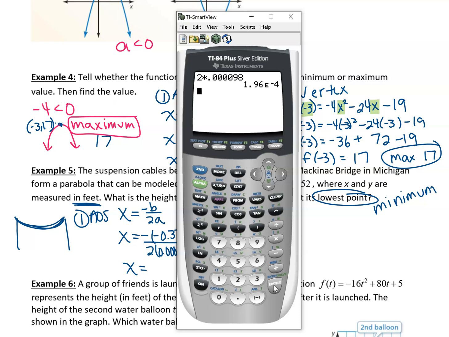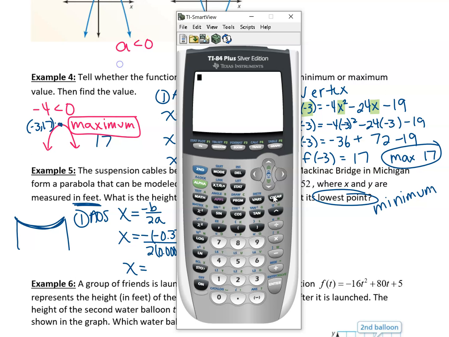That's the calculator's way of writing scientific notation. That e just means times 10 to the -4. So remember with scientific notation, if that exponent is negative, then to take it out of scientific notation, you would move that decimal to the left. So that means it is 0.000196. But we don't really need that. We just need the final answer, right?